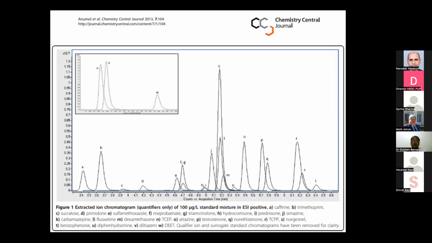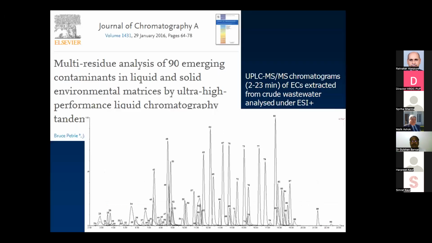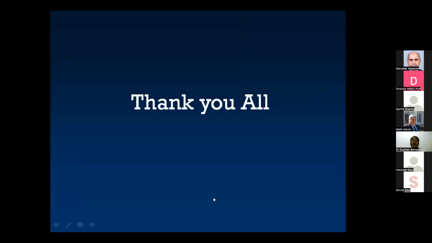The same thing we cannot do in the case of HPLC when it is coupled with UV spectroscopy. This is another example, multi-residue analysis of 90 emerging contaminants in liquid and solid environmental matrices by high-performance liquid chromatography tandem mass spectrometry, right? In the UPLC-MS chromatograms, they have detected 90 contaminants within 23 minutes. So this is a very highly resolved spectrum from the UPLC-MS point of view.